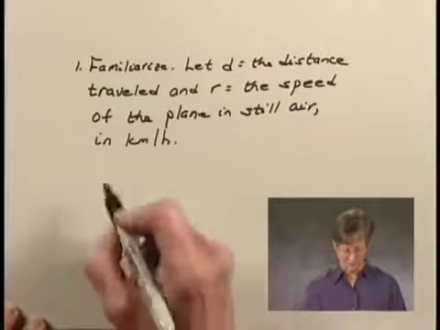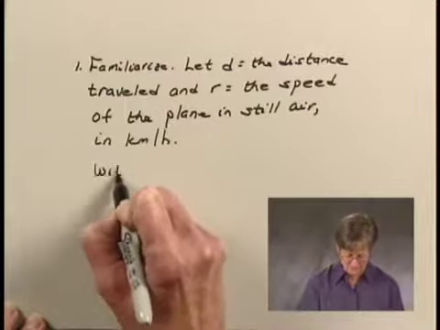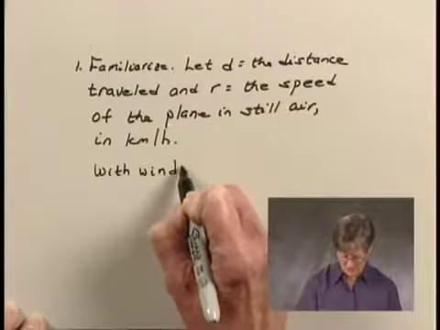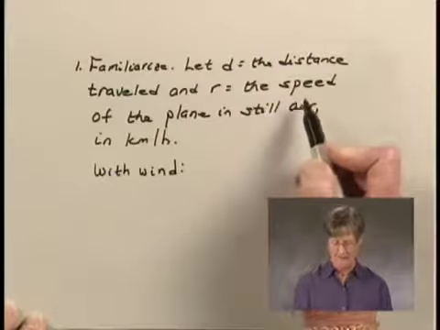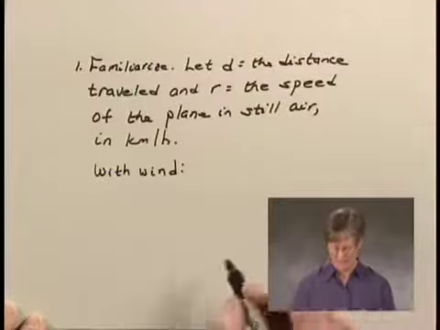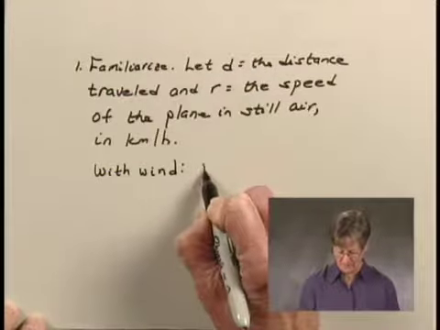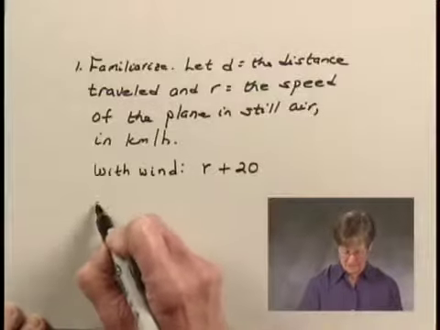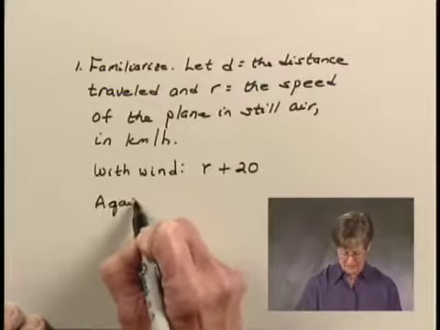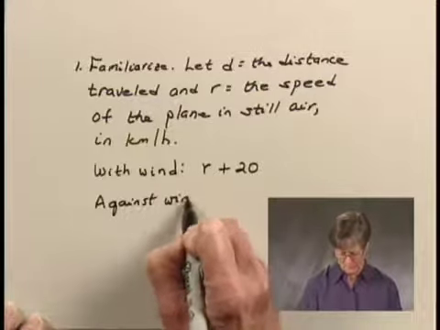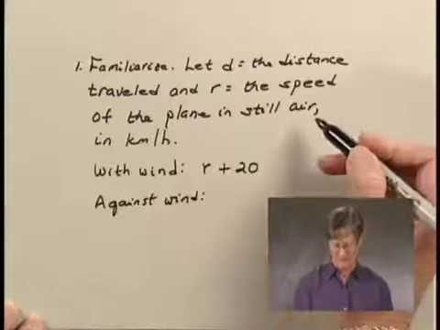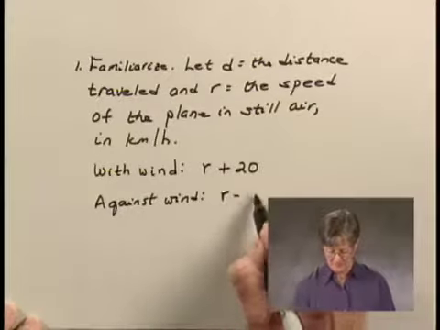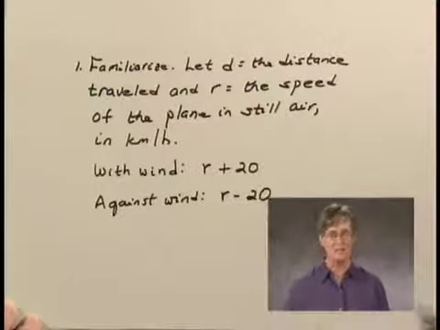Now, we're told that when the plane travels with the wind, it goes a distance in a certain amount of time. If the speed of the plane in still air is r and the tailwind is 20 km/h, then the airplane speed with the wind is r plus 20 km/h. And when the plane travels against the wind, if its speed in still air is r km/h and the wind is 20 km/h, its speed against the wind then is going to be r minus 20 km/h.